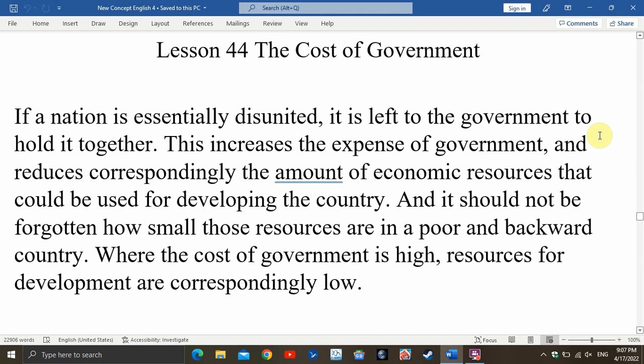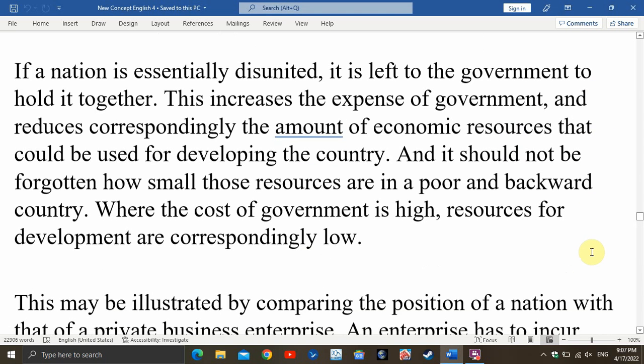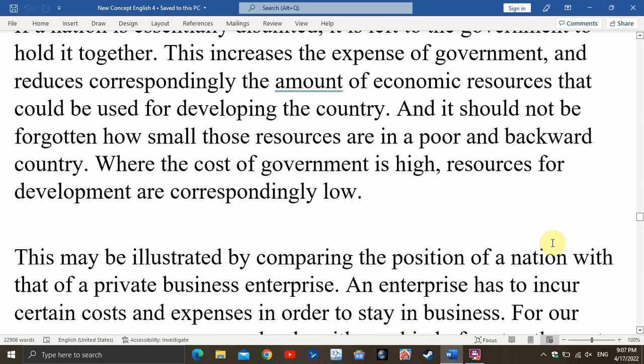Lesson 44 of New Concept English Book 4: The cost of government. If a nation is essentially disunited, it is left to the government to hold it together. This increases the expense of government and reduces correspondingly the amount of economic resources that could be used for developing the country. And it should not be forgotten how small those resources are in a poor and backward country, where the cost of government is high.